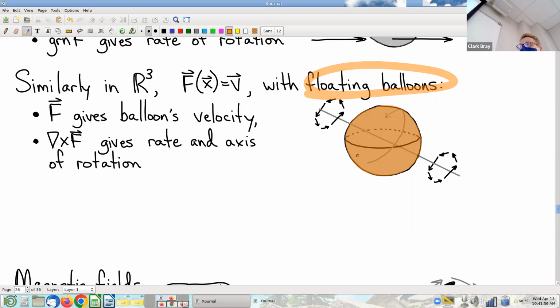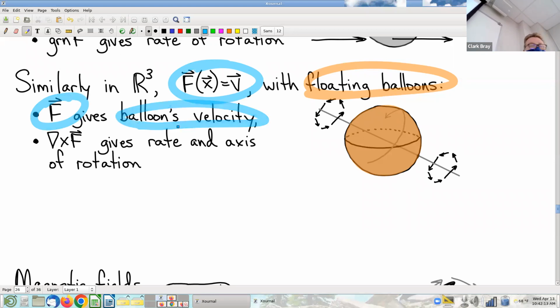Well, again, not a lot of mass here. What's this balloon going to do? How fast is this balloon going to fly? Well, the balloon is going to do exactly what the air does. So whatever the vector field is, that's telling you the velocity of the air. That's telling you the velocity of the balloon, right? Again, don't overthink it. The balloon does what the air does.